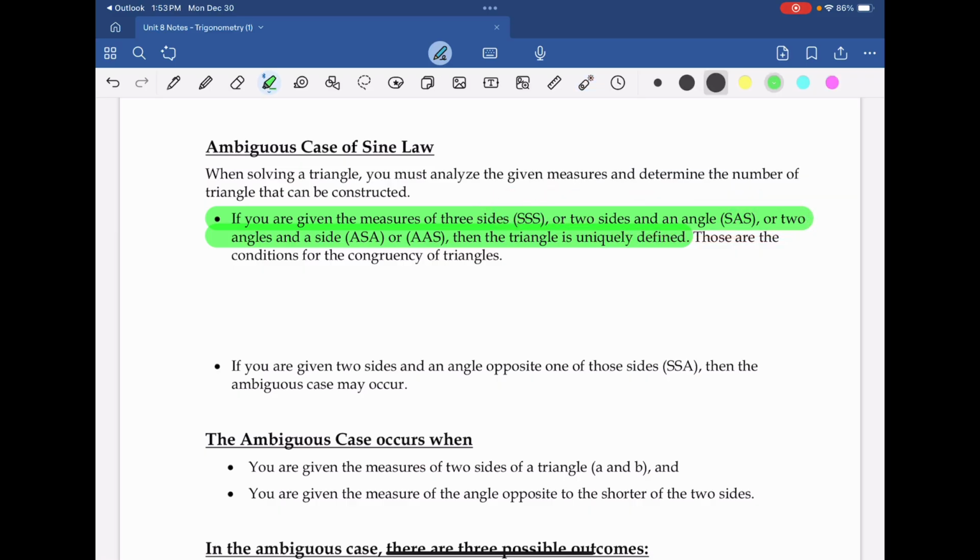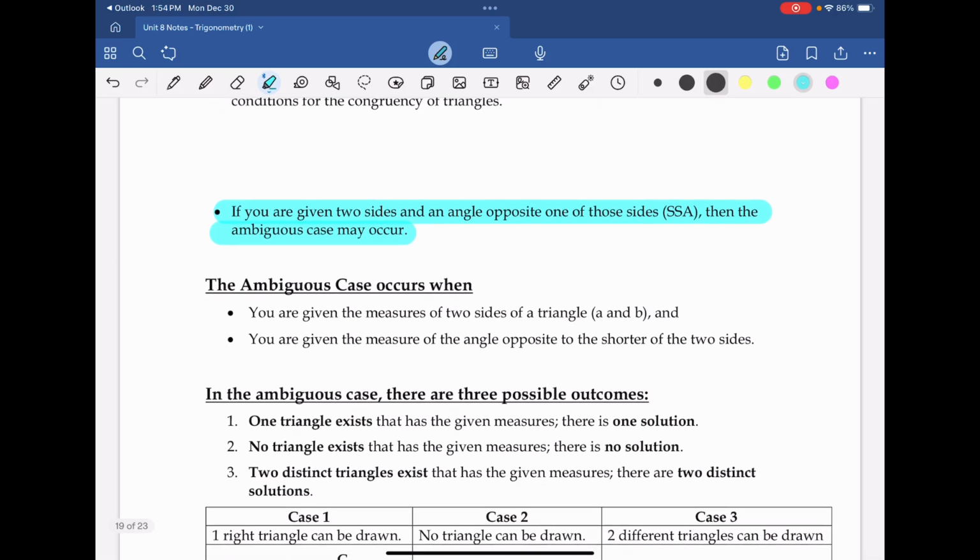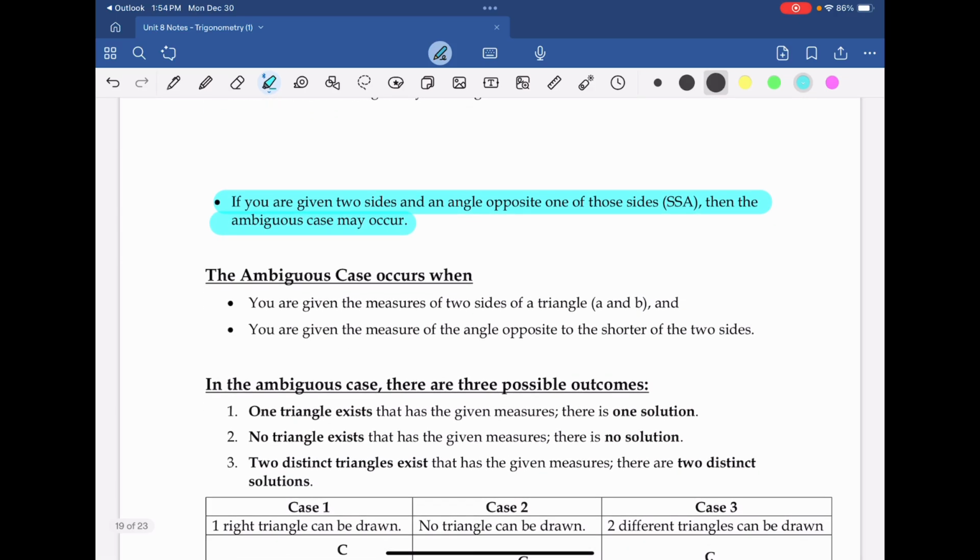Now, the ambiguous case occurs in the following pattern. If we are given 2 sides and an angle opposite one of those sides, so side, side, angle, then the ambiguous case occurs. Again, the ambiguous case occurs when we're given measures of 2 sides and an angle, A and B, and you are given the measure of the angle opposite to the shorter of the 2 sides. So very, very specific conditions, which we'll see throughout the examples here.